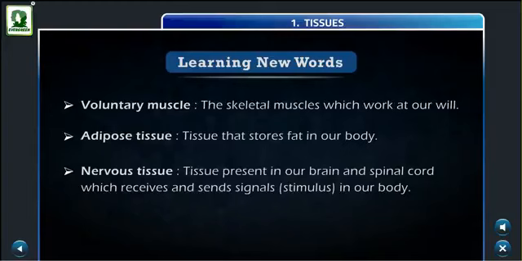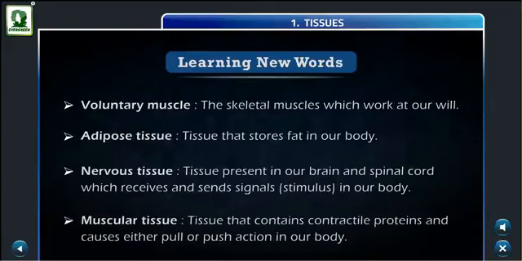Nervous tissue: tissue present in our brain and spinal cord which receives and sends signals, that is stimulus, in our body. Muscular tissue: tissue that contains contractile proteins and causes either pull or push action in our body.